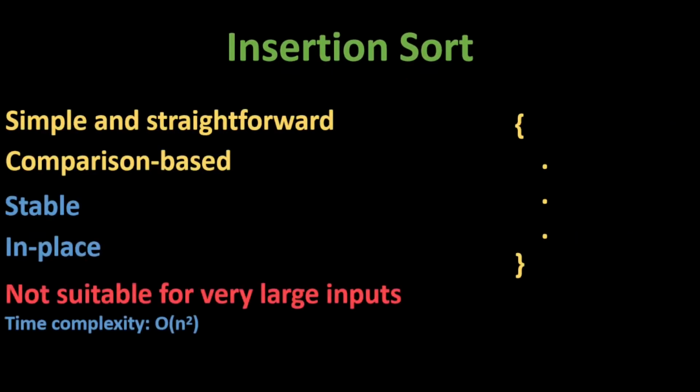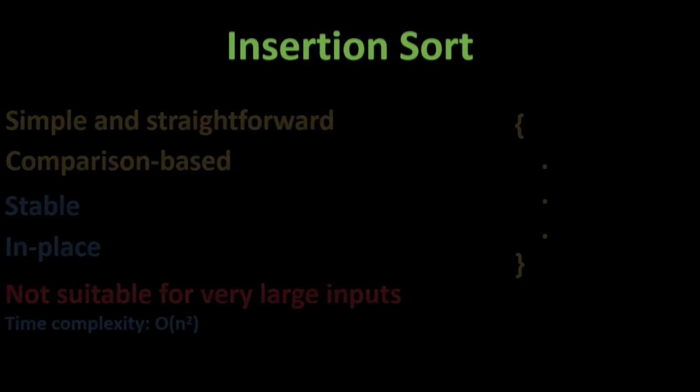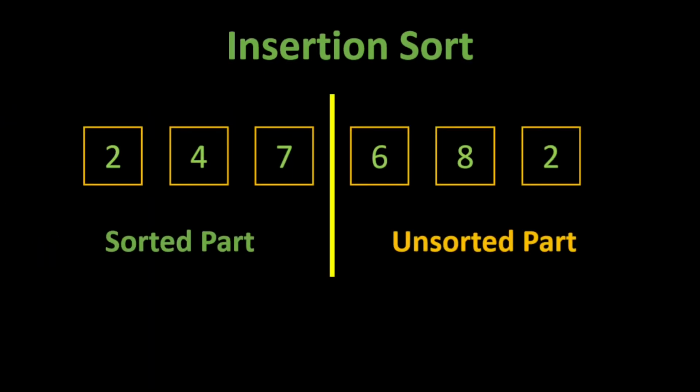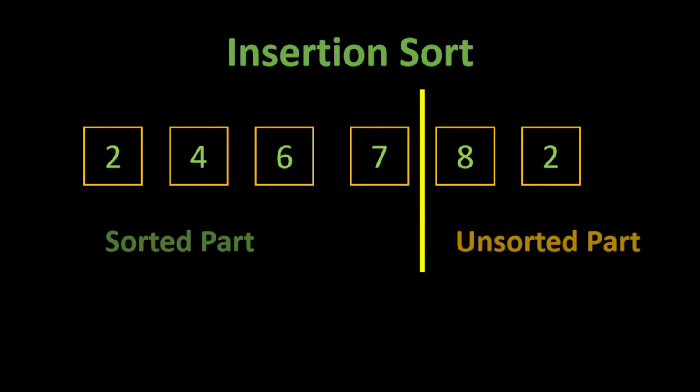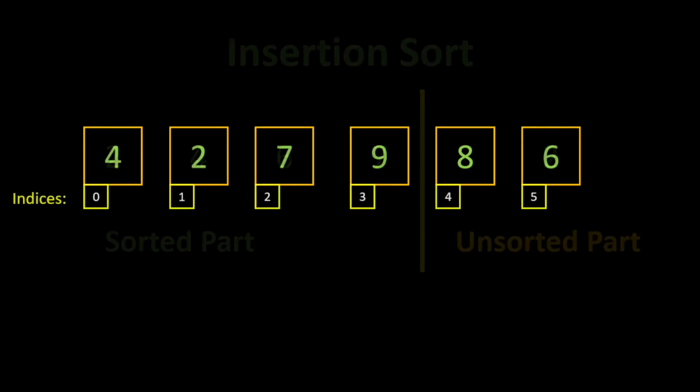Insertion sort, a simple sorting algorithm that can be implemented in a few lines of code. At any iteration, the array is divided into two parts, a sorted part and an unsorted part. As the name suggests, we pick one element from the unsorted part and insert it at its correct position in the sorted part. For example, consider the following array.